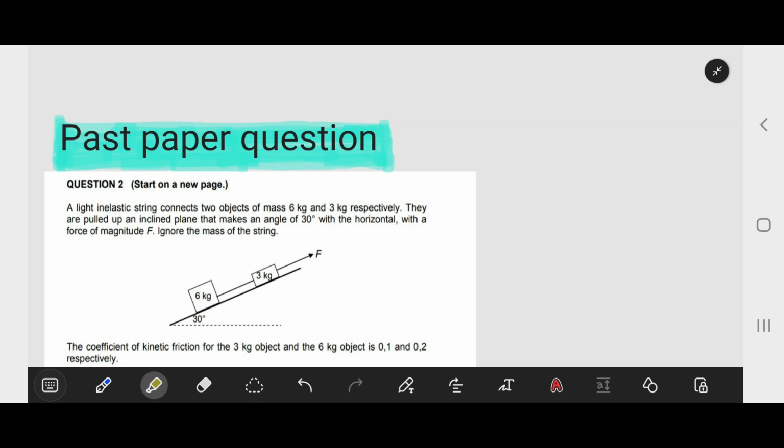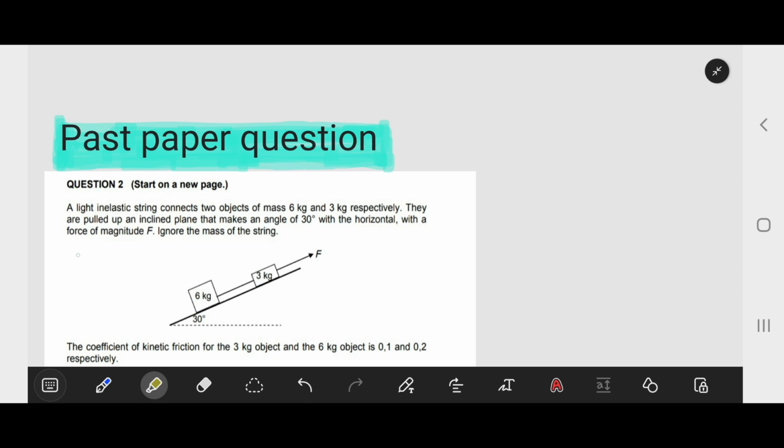Welcome to MS 100 lessons, and in this lesson I will be doing a past paper question on Newton's laws. So with this example, I want us to apply the steps that we use in order for us to analyze this question. So I'll start by reading the instruction.